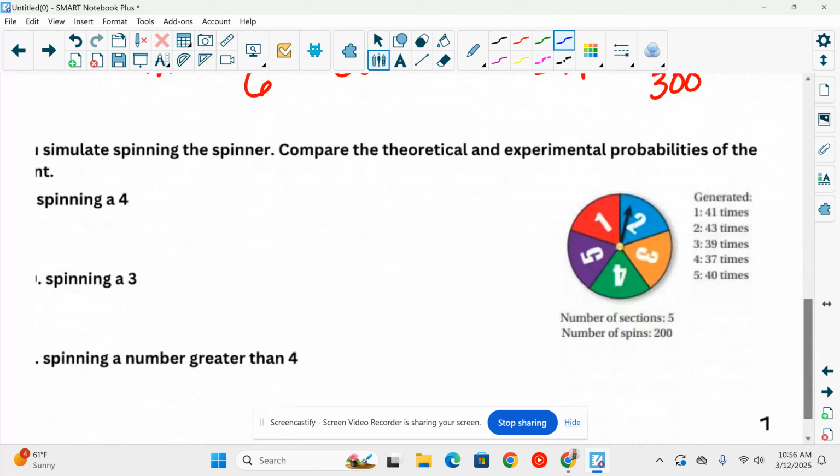All right. Here we've got a new situation. We've had a simulation done. How many times did the simulation spin the spinner? 200. So 200 is our total amount. Okay? That's the whole part. Because our instructions say to compare the theoretical and experimental probability, I want you to find the theoretical probability of spinning a 4, and then the experimental probability of spinning a 4.